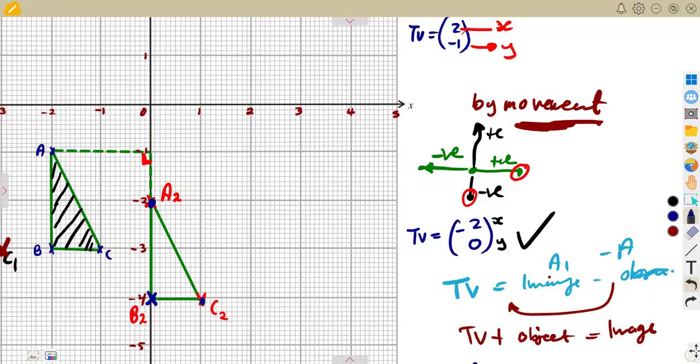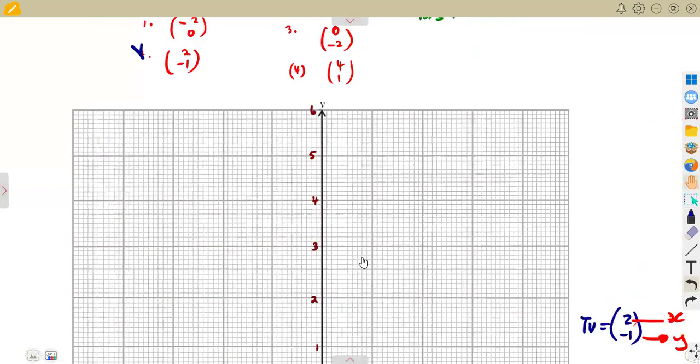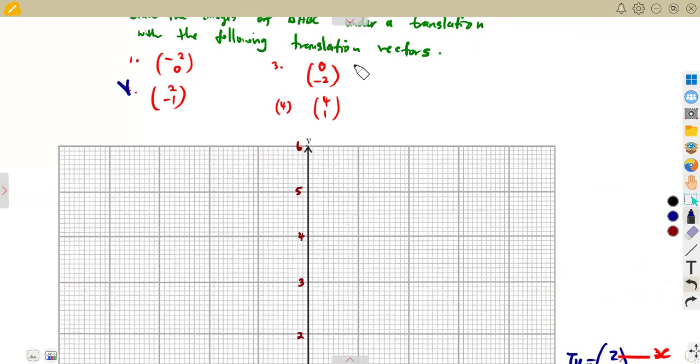So I want you to do that. Okay, let's try this one again by movement, another vector that you're given. So I also want you to try this one. Okay, can you try this one by movement and also by calculation?